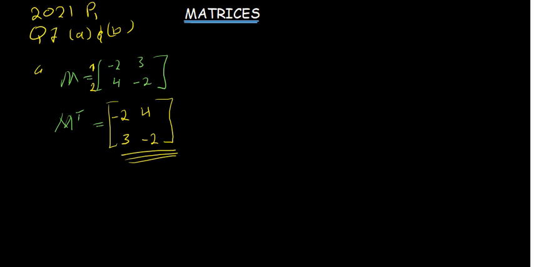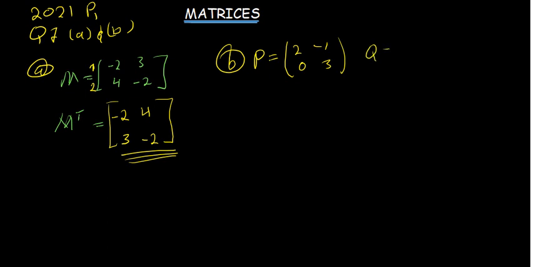This was A. Then for B, we are given matrix P is equal to what? Matrix P is 2 here. We have a 0, we have a -1, we have 3. We have also matrix Q, which is what? We have -1 and the 3 here. So the question was find PQ. What does it mean? We need to multiply these two matrices.